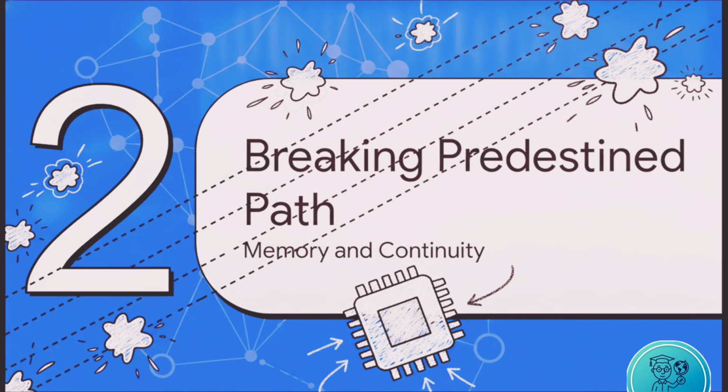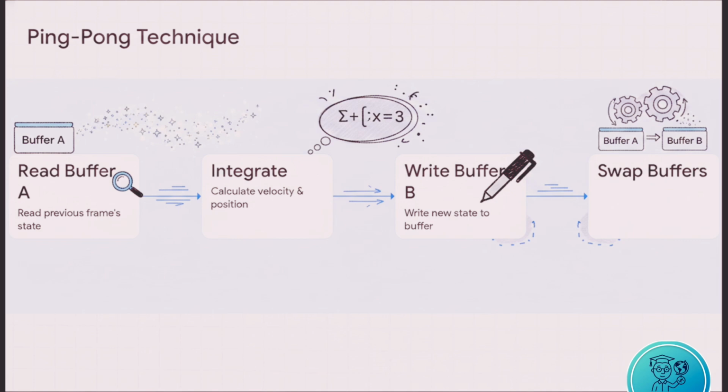This is all about memory and continuity. Okay, so our particles are off their tracks, but to actually make this work, the GPU needs to remember where every single particle was in the previous frame. To hold this memory, the system stores the data in vertex buffers or massive 2D texture arrays.